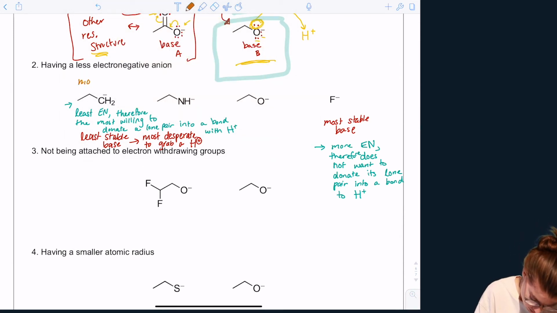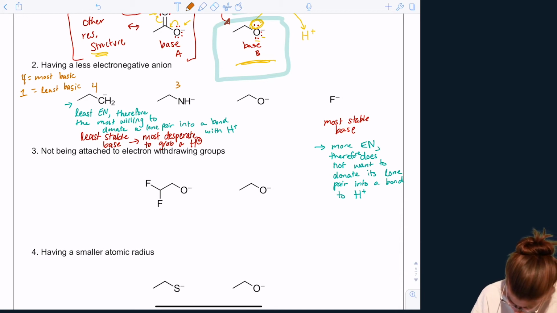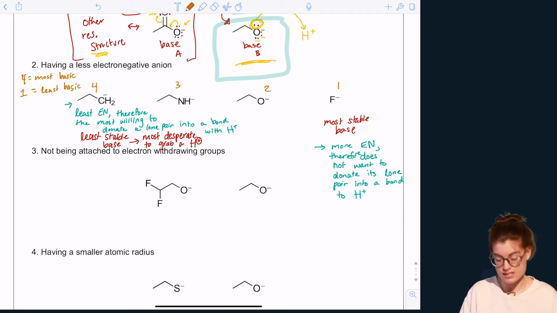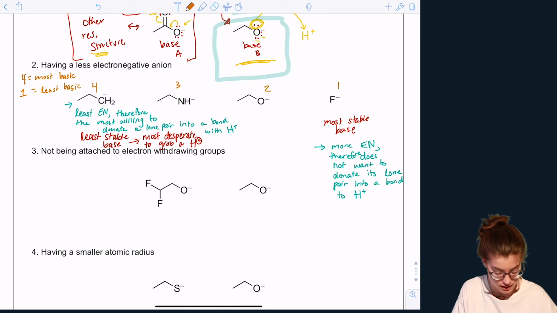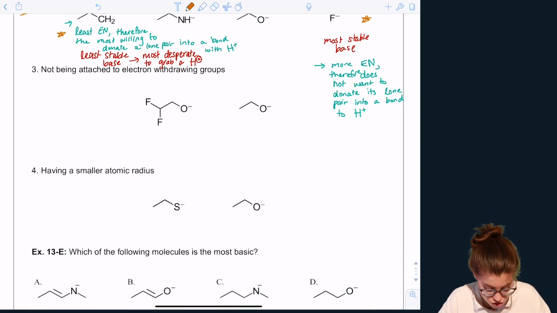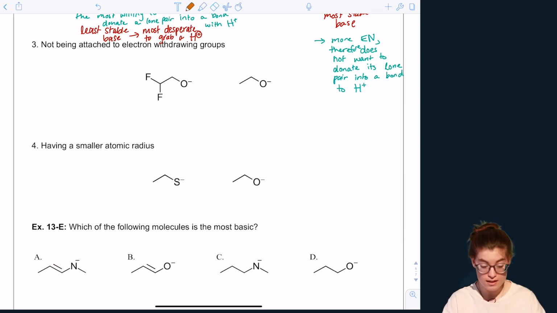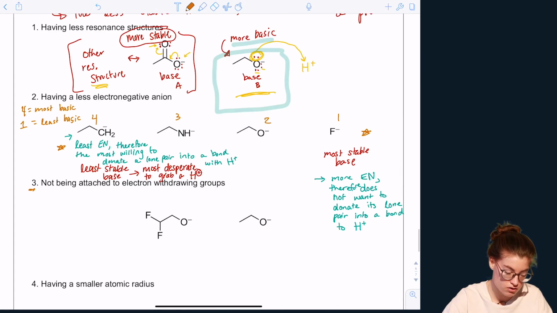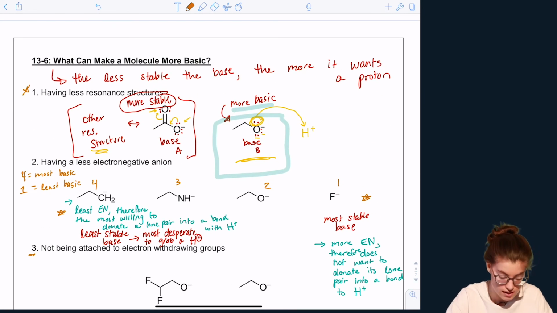So this is the most basic. In fact, let me use numbering here. So 4 equals most basic, 1 equals least basic. All right, so this is 4, 3, 2, 1. Because it's really a continuum of what we've been talking about with the two extremes on the left and the right. Okay, not being attached to an electron withdrawing group. So really, again, this kind of harps back to point number 1, which is resonance.